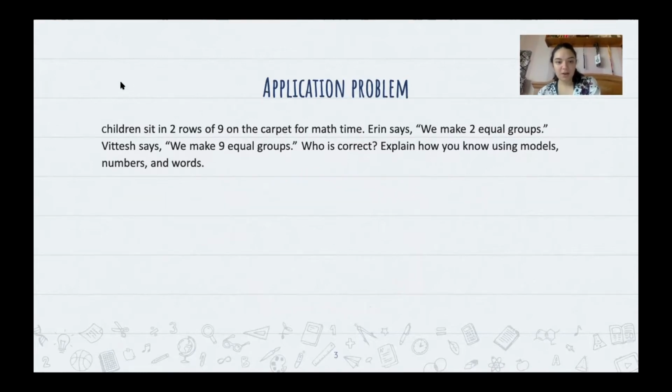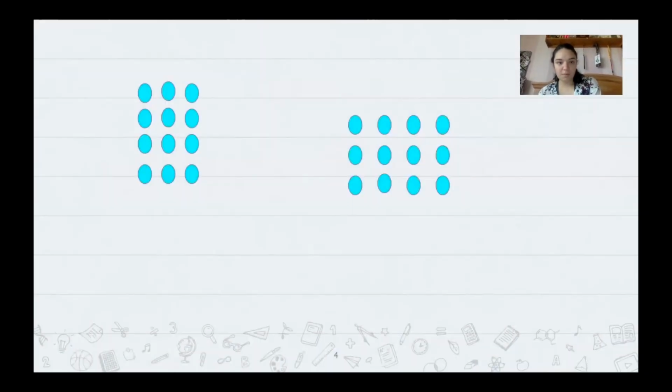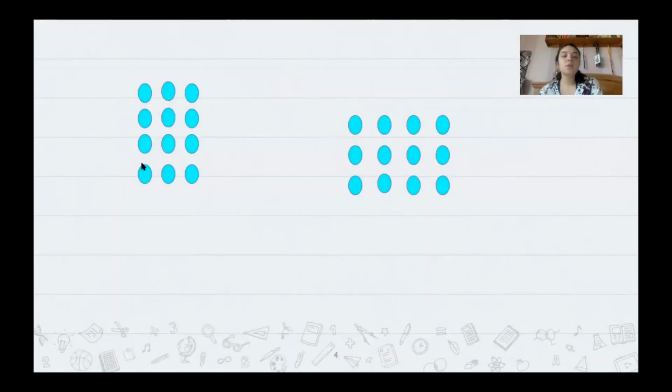All right, so now we're gonna work on this concept a little bit more. I have 2 arrays here. I have 3 groups of 4 and I have 4 groups of 3. And we're gonna make a multiplication sentence out of this first, and then we're gonna talk about the commutative property a little bit, and we're gonna work on our threes times tables.